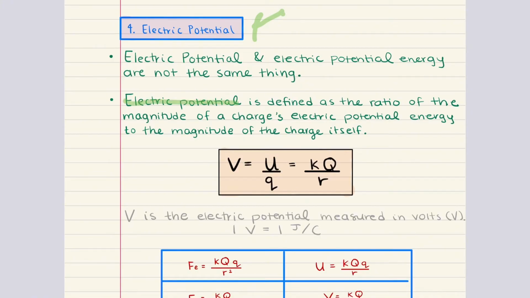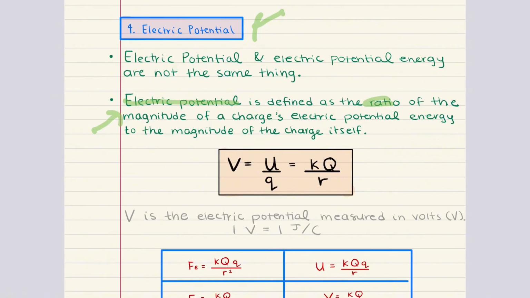Electric potential is defined as the ratio of the charge's electric potential energy to the magnitude of the charge itself. In other words, while electric potential energy refers to the energy stored in a system of charges due to their positions, electric potential tells us how much potential energy exists per unit charge.